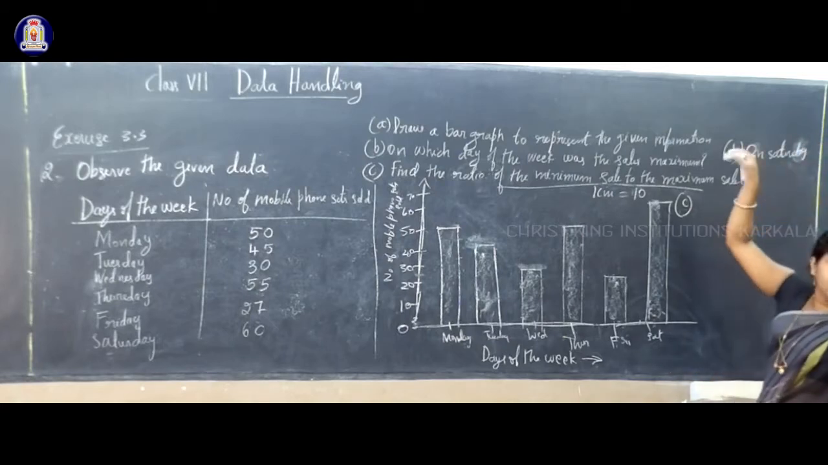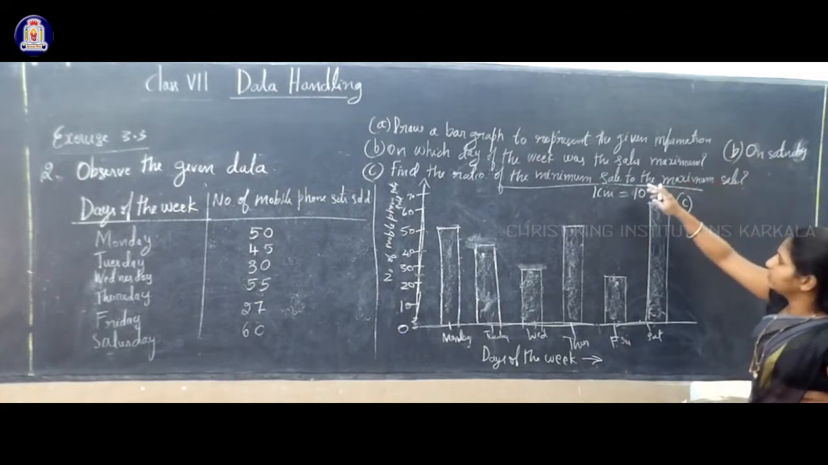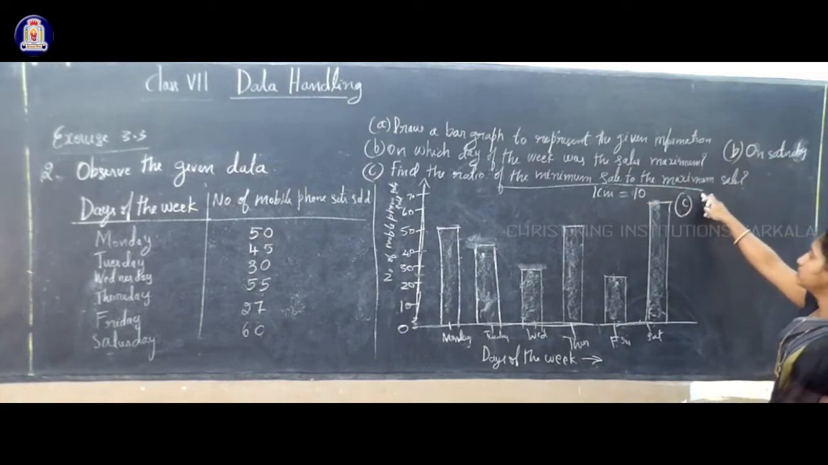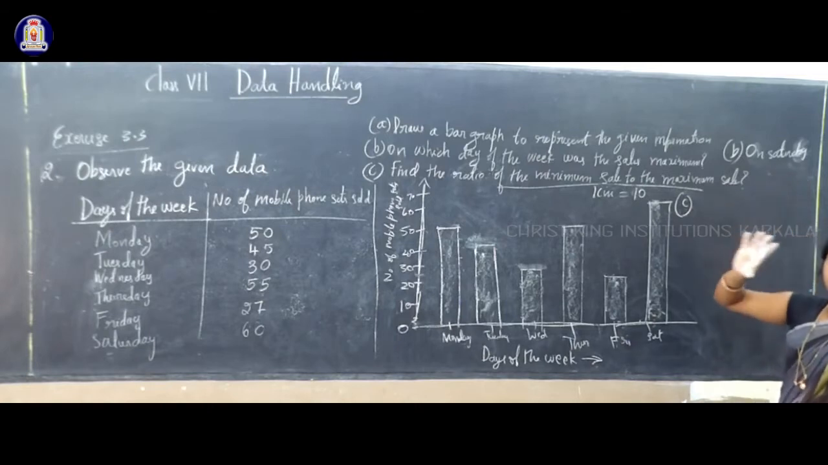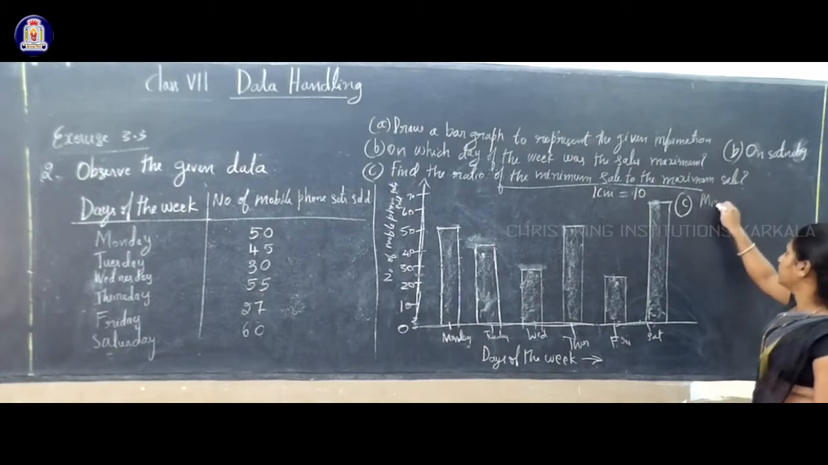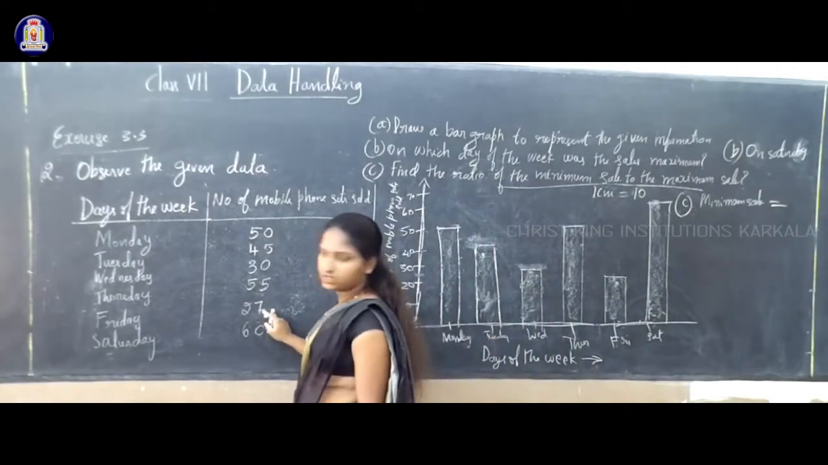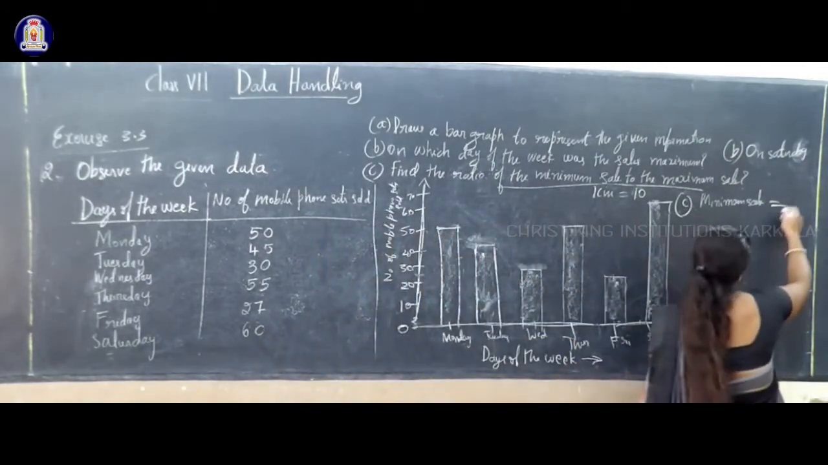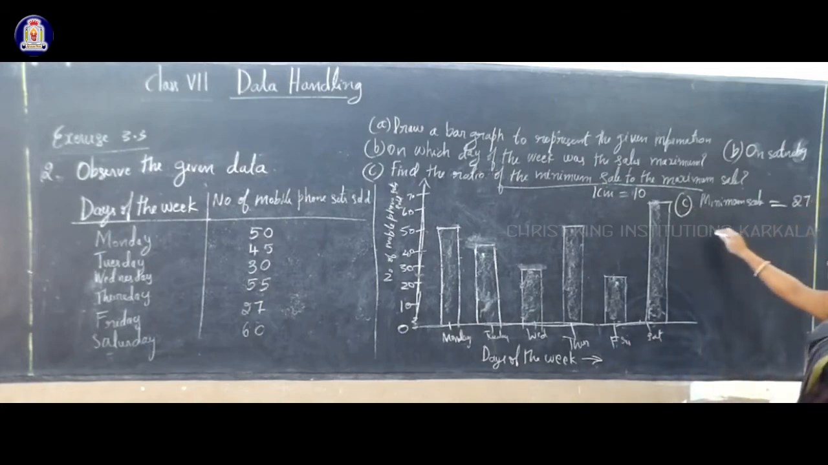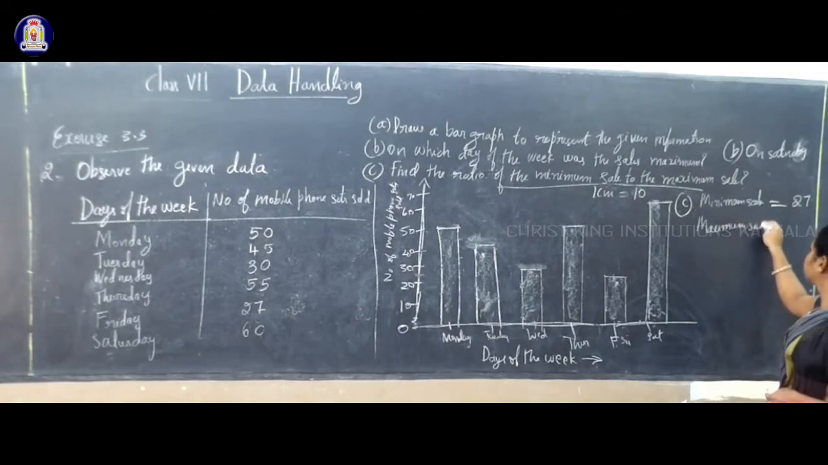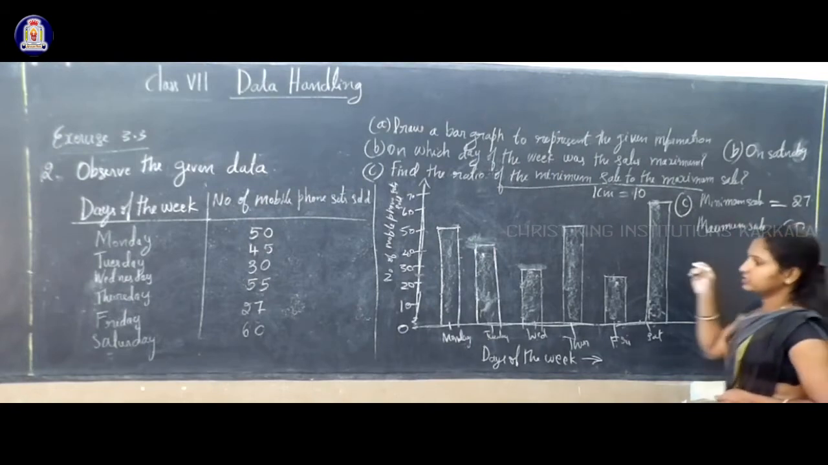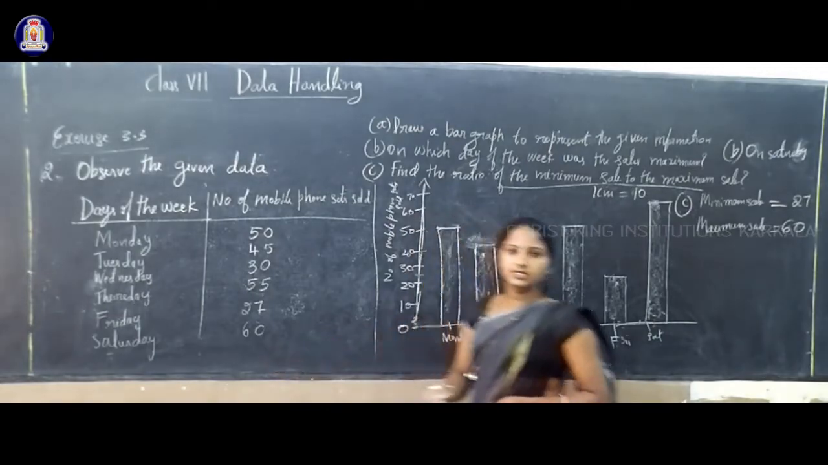Maximum number of mobiles sold on Saturday. And C, the third one: find the ratio of minimum sale to the maximum sale. To find the ratio, first you have to find the minimum sale and maximum sale. The minimum sale is 27, right? And the maximum sale is 60, correct? See the data. So the maximum sale is 60.